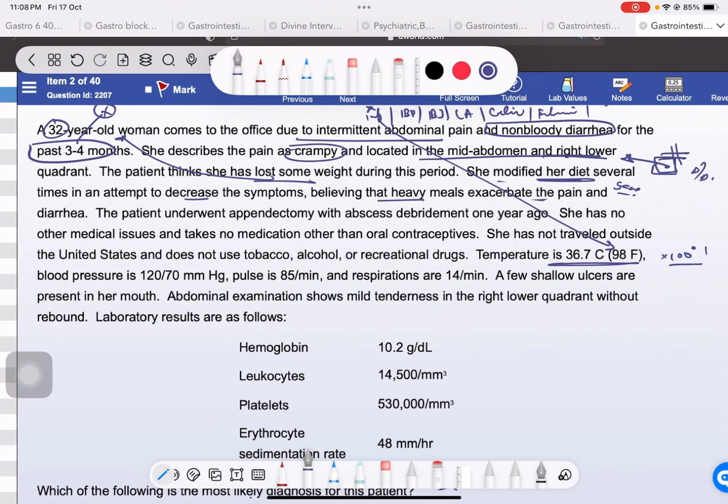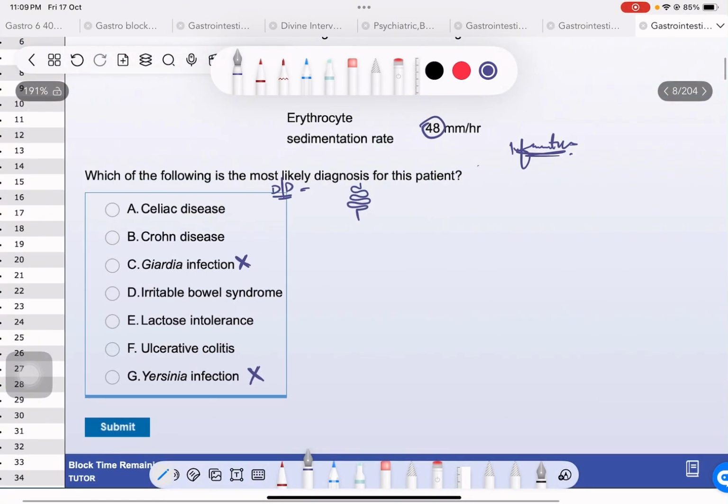Okay, there is no complication from any surgery, and she takes just OCPs. She has never traveled. That means for Giardia, we need to have a hiker's history, we need to have the travel history, we need to have foul-smelling stools, and we need to have vitamin D deficiency because of the fat malabsorption. So nothing like that. Okay, but everything is normal.